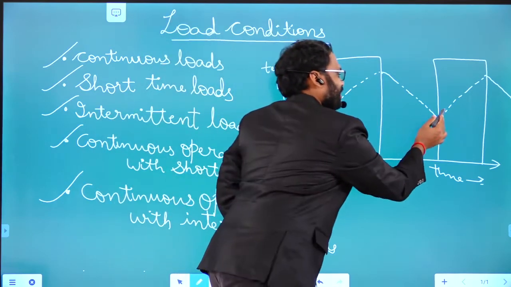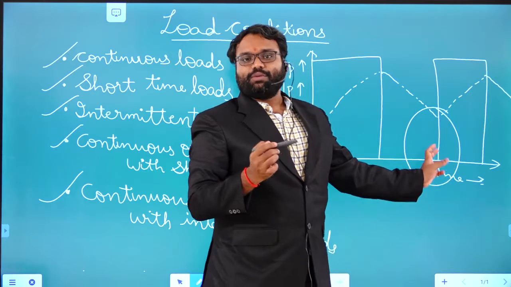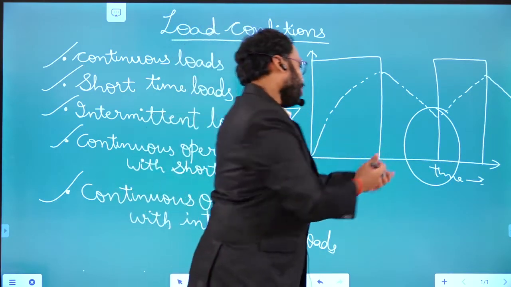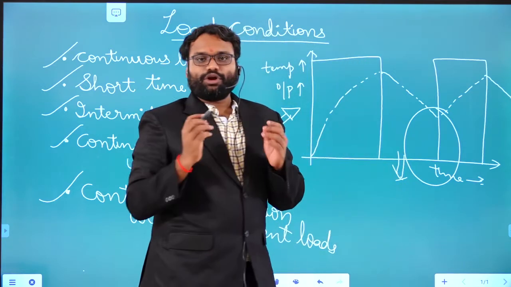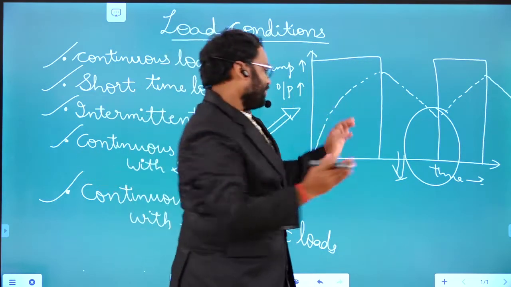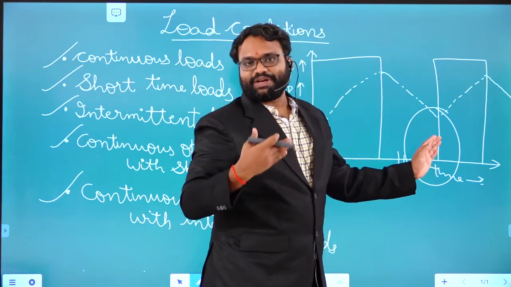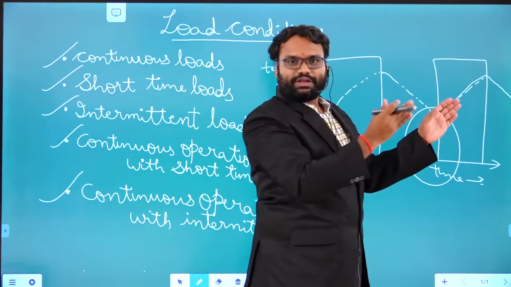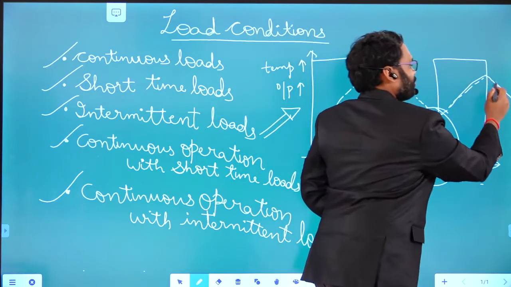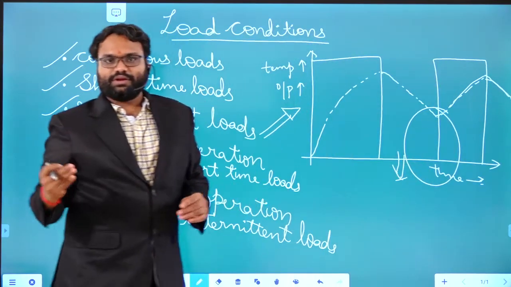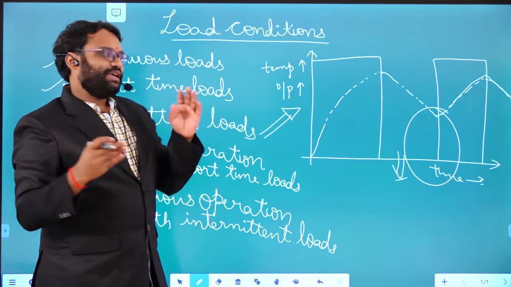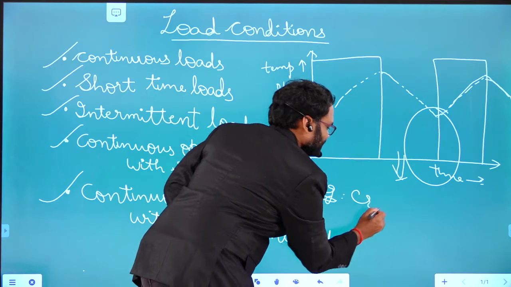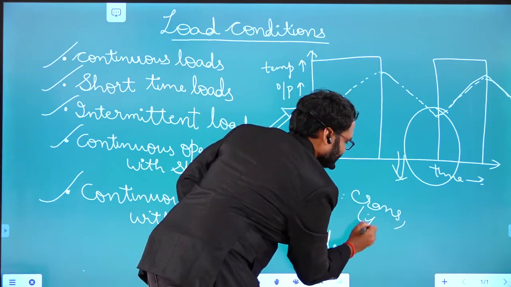Clear? See here, we are not providing sufficient time for that motor to dissipate the total amount of heat that is getting heated up. Means in the offload condition we are not giving sufficient time. So before it dissipates the heat, again the load is on, the temperature will rise; again the load is off, the temperature will decrease. These kinds of loads we are going to see in cranes and lifts.